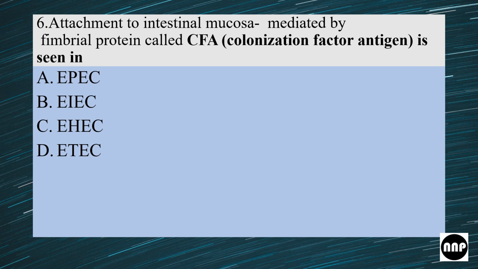Question 6. Attachment to intestinal mucosa mediated by fimbrial protein called CFA, colonization factor antigen, is seen in option A, enteropathogenic E. coli, option B, enteroinvasive E. coli, option C, enterohemorrhagic E. coli, or option D, enterotoxigenic E. coli. You can pause the video and think. The answer is enterotoxigenic E. coli. Next question.